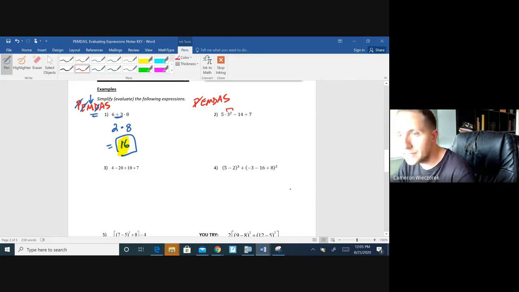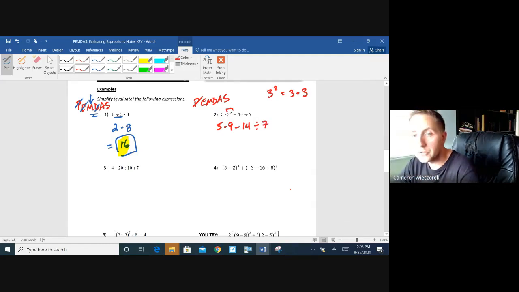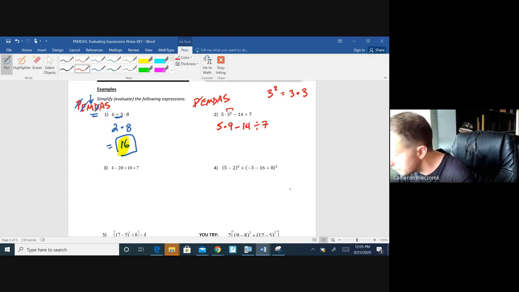3 squared, as a reminder, is not 3 times 2. 3 squared means 3 times 3. You're multiplying it by itself. So that would be 9. So I'm going to carry down everything else I haven't used yet, but I'm going to replace 3 squared with 9. I always do these problems one step at a time, because that's the easiest way to get them correct. If you try to do too much in your head, you're going to mess something up.